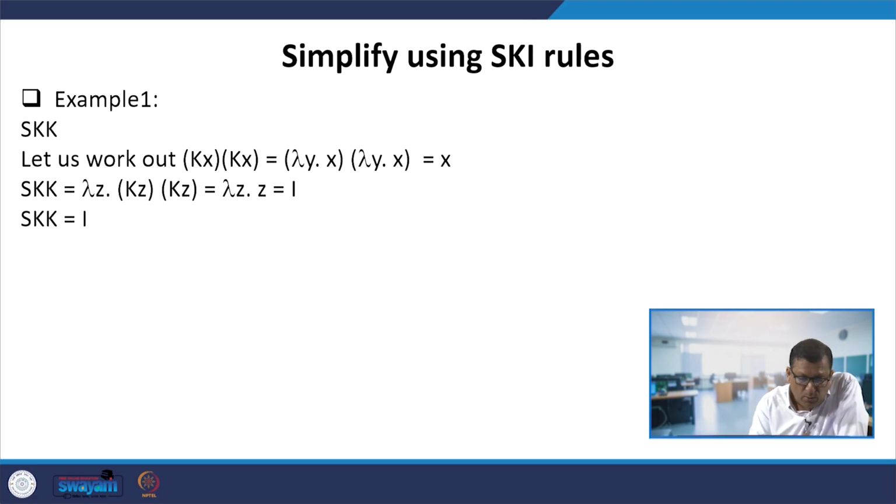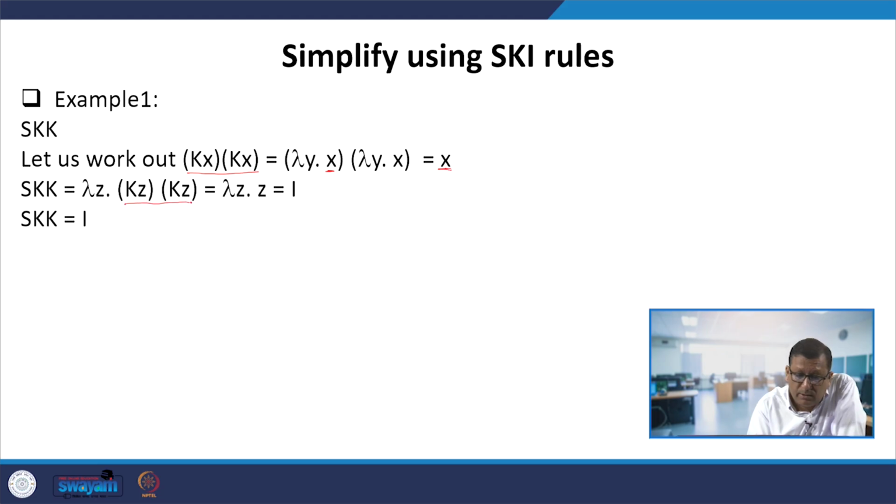So, S K K will be lambda z, because we are using 2 of the 3 things, lambda x, lambda z, lambda y, lambda z. So, we are going to get lambda z dot K of z and K of. So, we simplify first K of x. K of x is lambda y dot x. Y does not occur here. So, beta reduction gives us x. So, then this whole thing boils down to x.